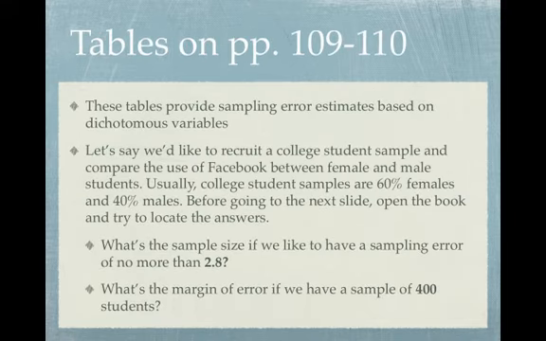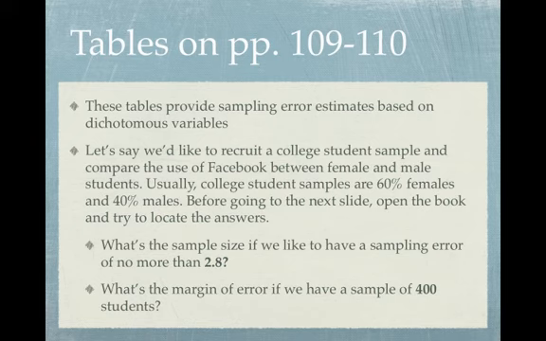So if you look at the tables on page 109 and 110, these are important tables. I'm opening my book as well now. So the tables provide sampling error estimates based on dichotomous variables, so that's something that we should know. And let's take an example. So let's say we'd like to recruit a college student sample and compare the use of Facebook between female and male students. Usually college student samples from previous research are around 60% females and 40% males.